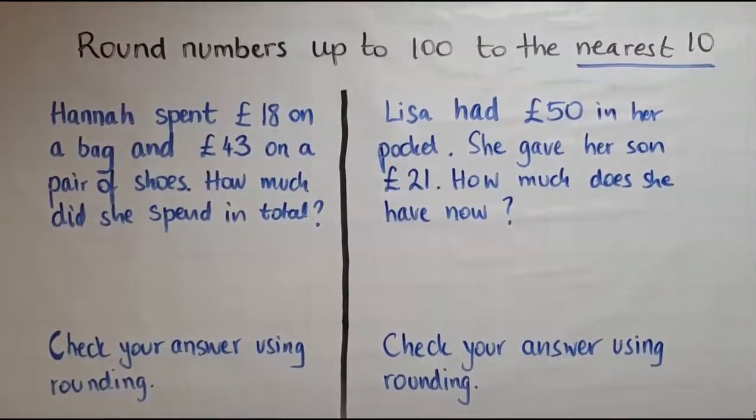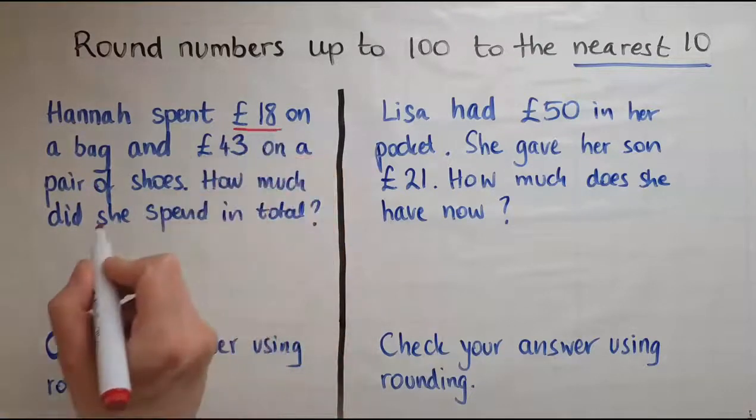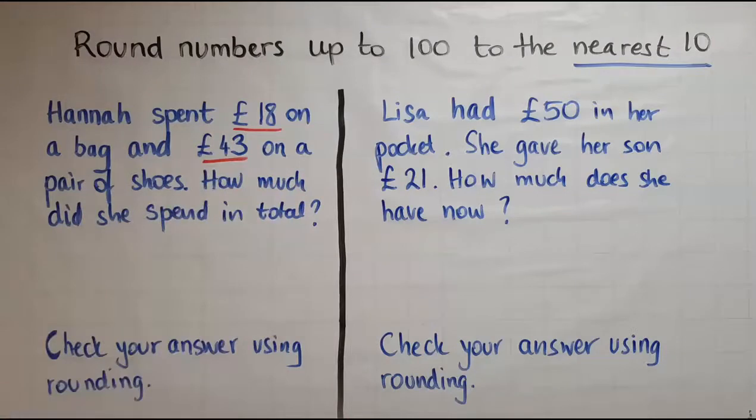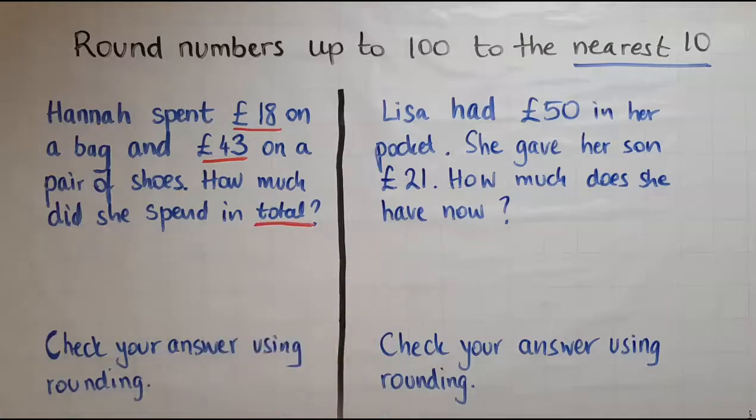We'll now look at a couple of examples of rounding numbers to the nearest 10 and how to check your answers using rounding. So we've got Hannah spent £18 on a bag and £43 on a pair of shoes. How much did she spend in total? So the key word there is total. And we know when we're looking for the total, we're adding things together. So how much is that in total?